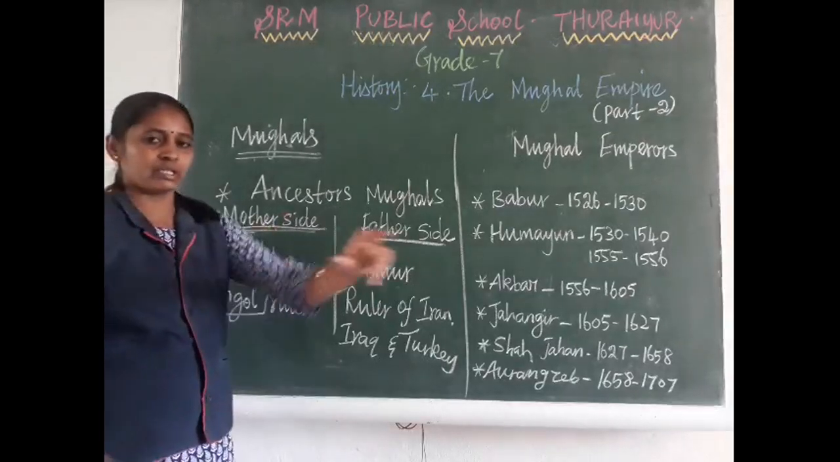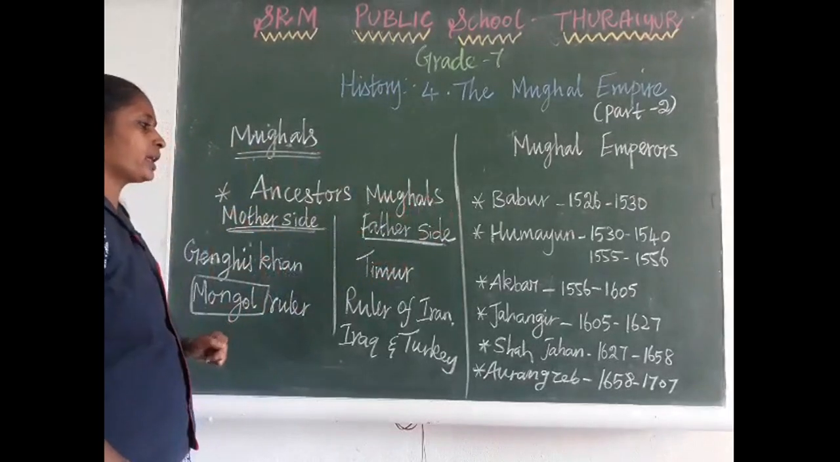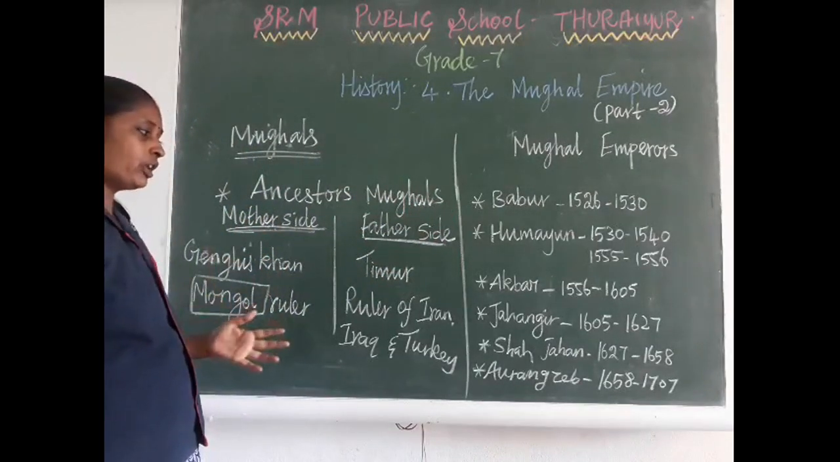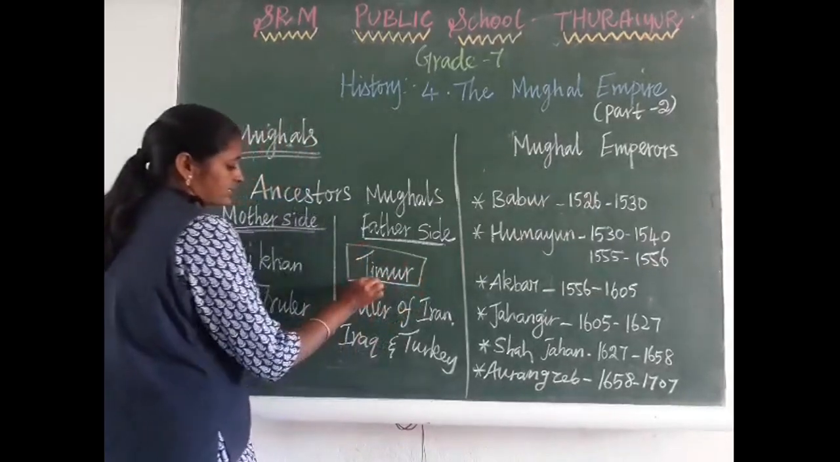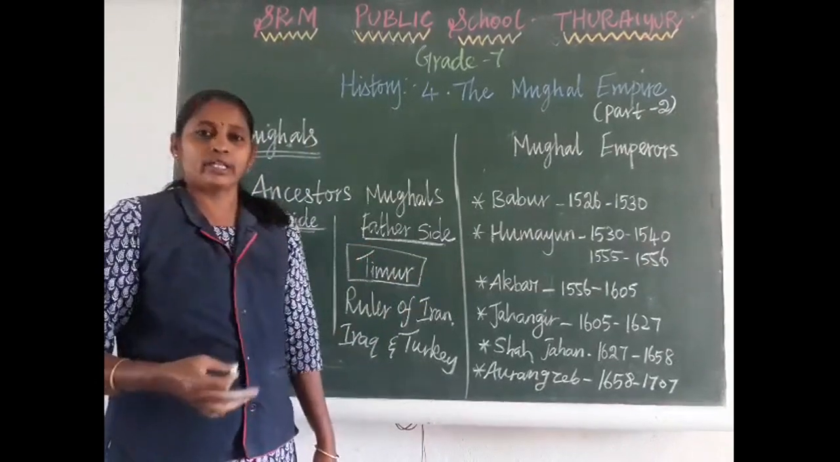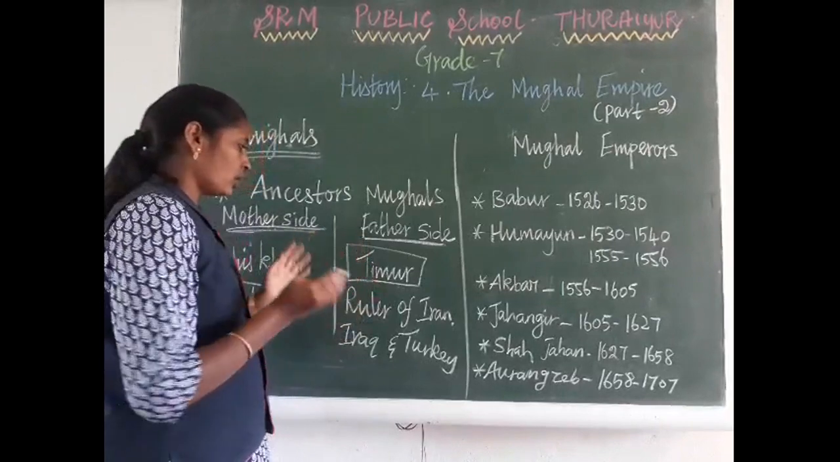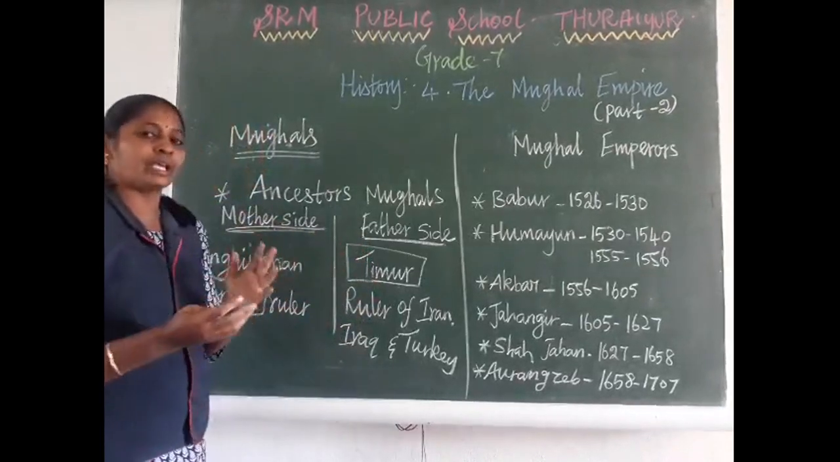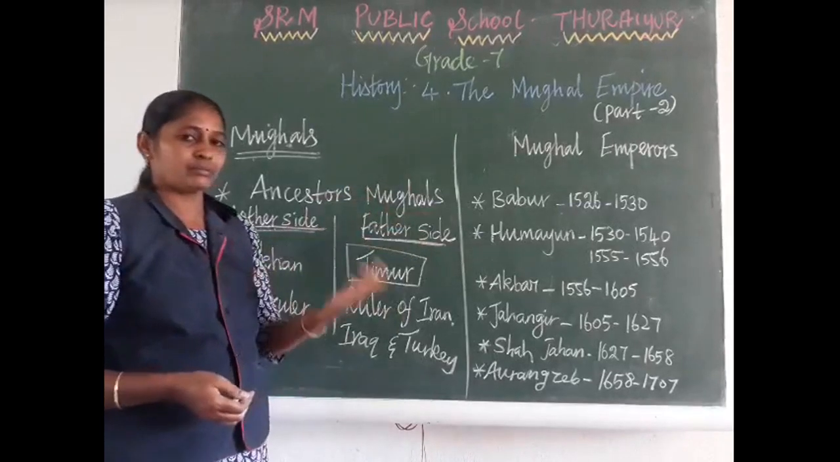Mongolia is situated in the present day near Russia. And their father side ancestor was Timur. He was the ruler of Iran, Iraq, and modern day Turkey. This full region was ruled by Timur. So the Mughal dynasty is the combination of these two famous ancestors.